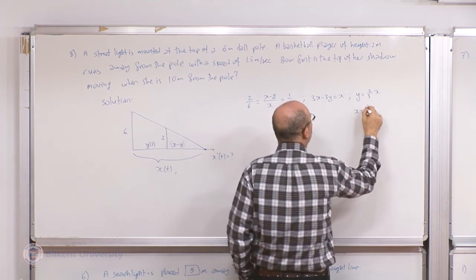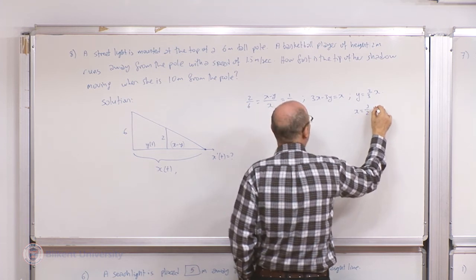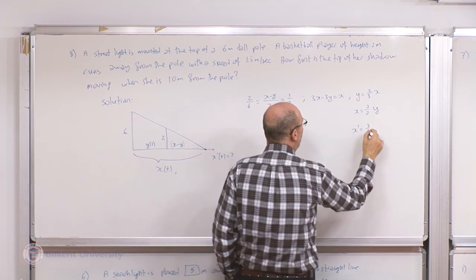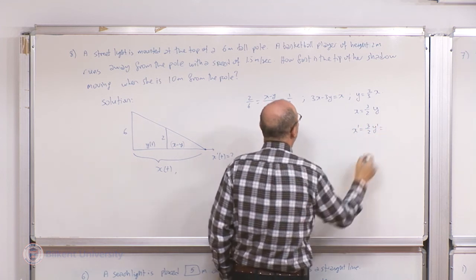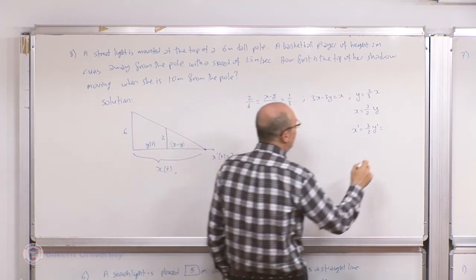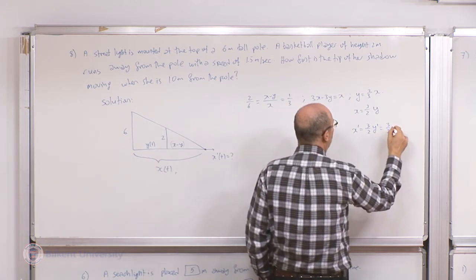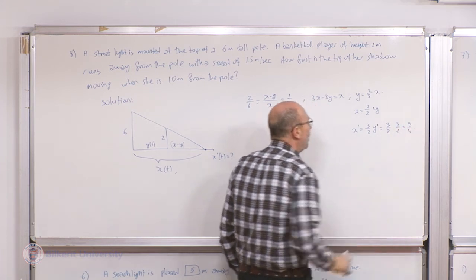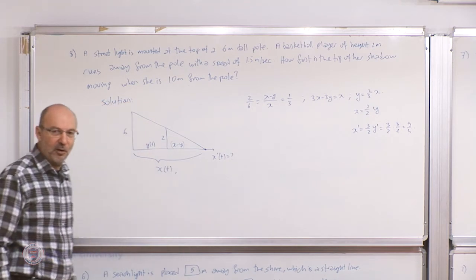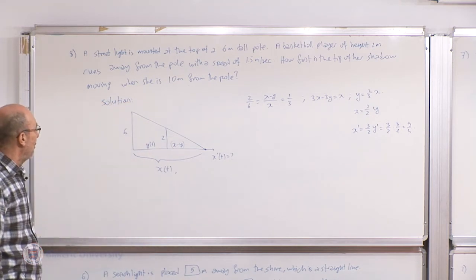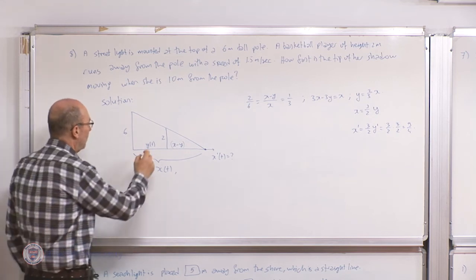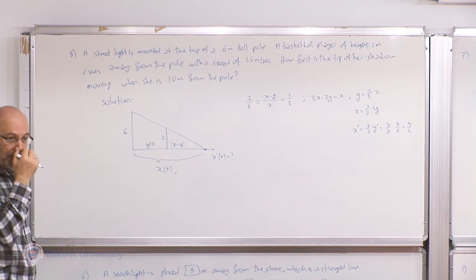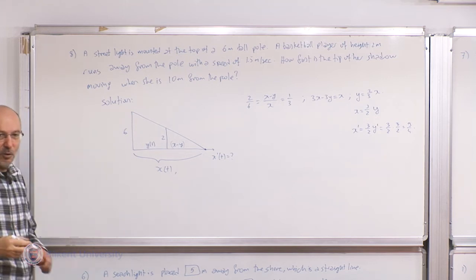X is 3 over 2 y. Okay, so here x prime is 3 over 2 y prime. Y prime is given as 1.5, so this is 3 over 2 times 3 over 2. I find 9 over 4. But somehow we missed something because I didn't use this 10 meter stuff, at the moment when this is 10. Okay, so think about this. So where did we go wrong?